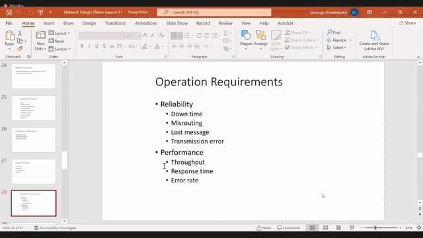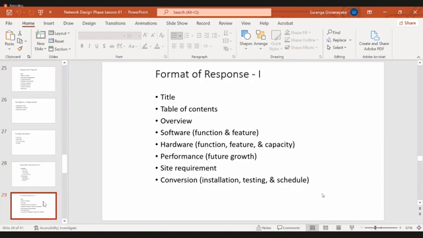Okay, so then reliability and performance we'll discuss later. But reliability means, based on reliability, what will be the downtime, the misrouting time, the lost message or transmission, the kind of thing. So you can check the performance based on the throughput, the response time, and the error rate. Okay, so if you guys are going to reply to the request for proposal, you can respond based on this format.